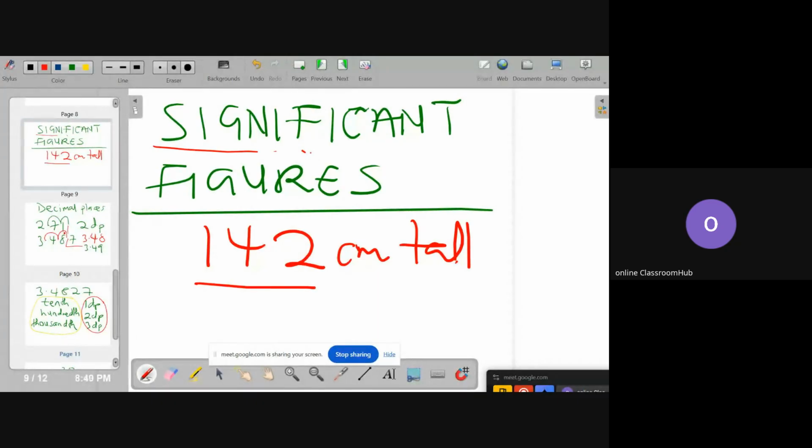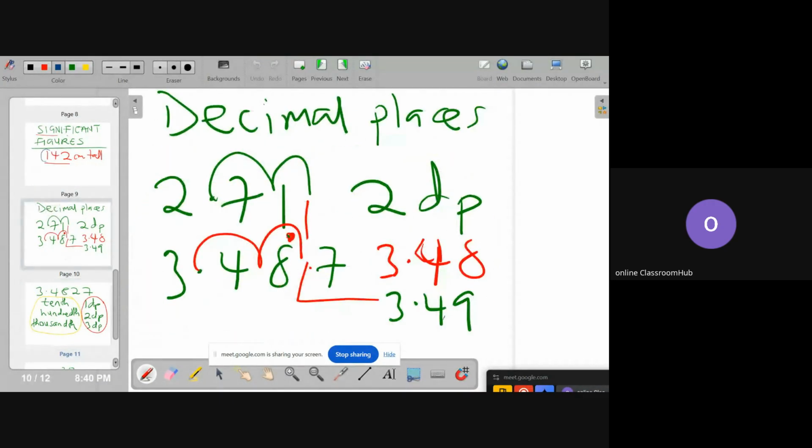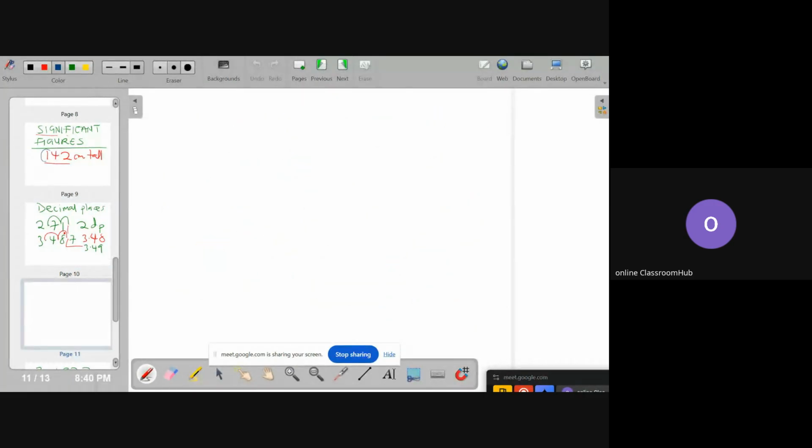So in 142, all 3 numbers are significant. All these 3 numbers are important. Why? Because they tell us the height pretty exactly. I hope we are getting this. Now, let us take note of the following rules.